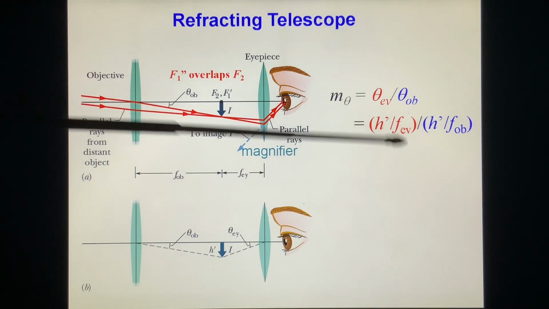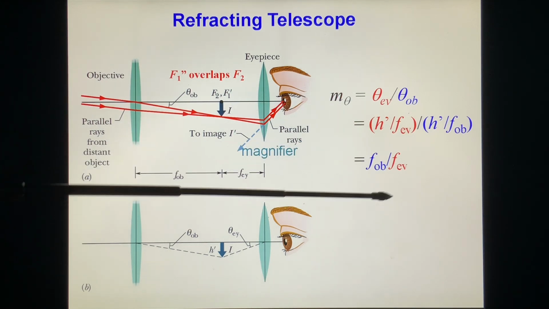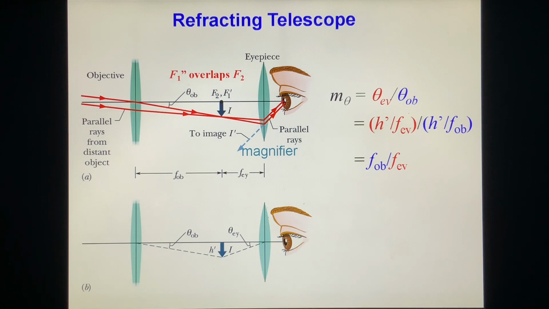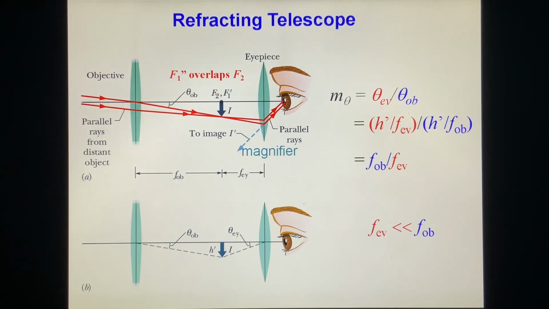Okay, so we cancel out the H prime. We get M theta equal to F objective over F eyepiece. And we make this one much smaller than this one, so it can amplify.